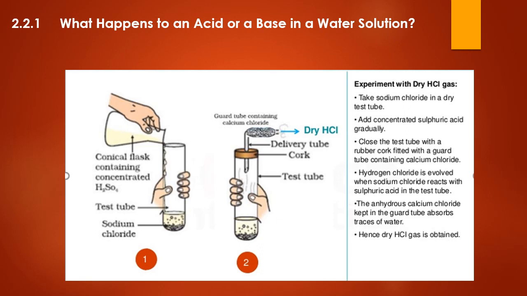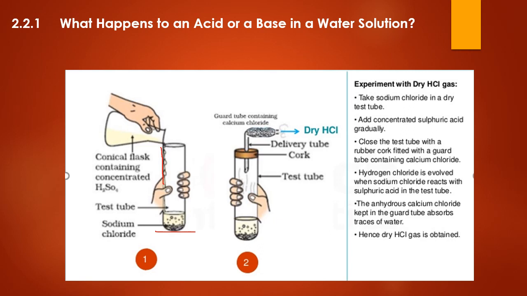What happens to the acid or base in a water solution? To explain that, the help of an activity is being taken. What is the activity? Let us see. Take sodium chloride in a dry test tube, and add some concentrated sulfuric acid slowly. The acid should touch the surface of the test tube.